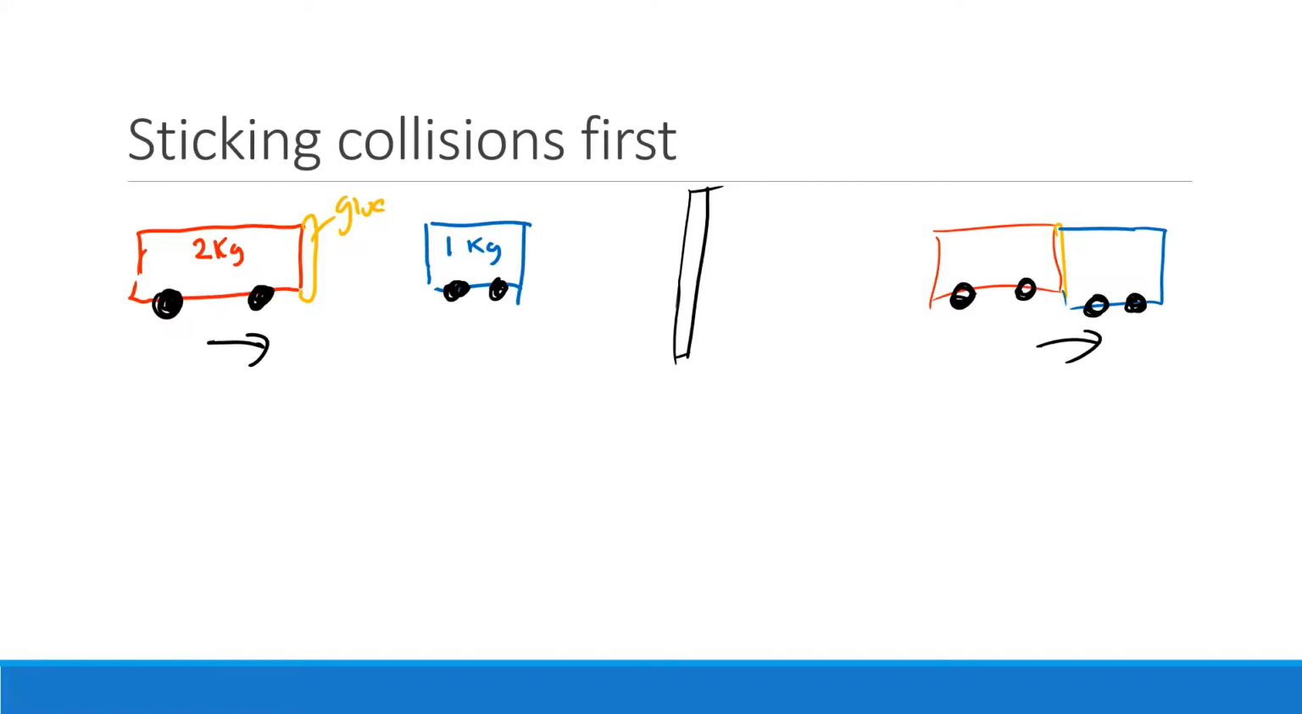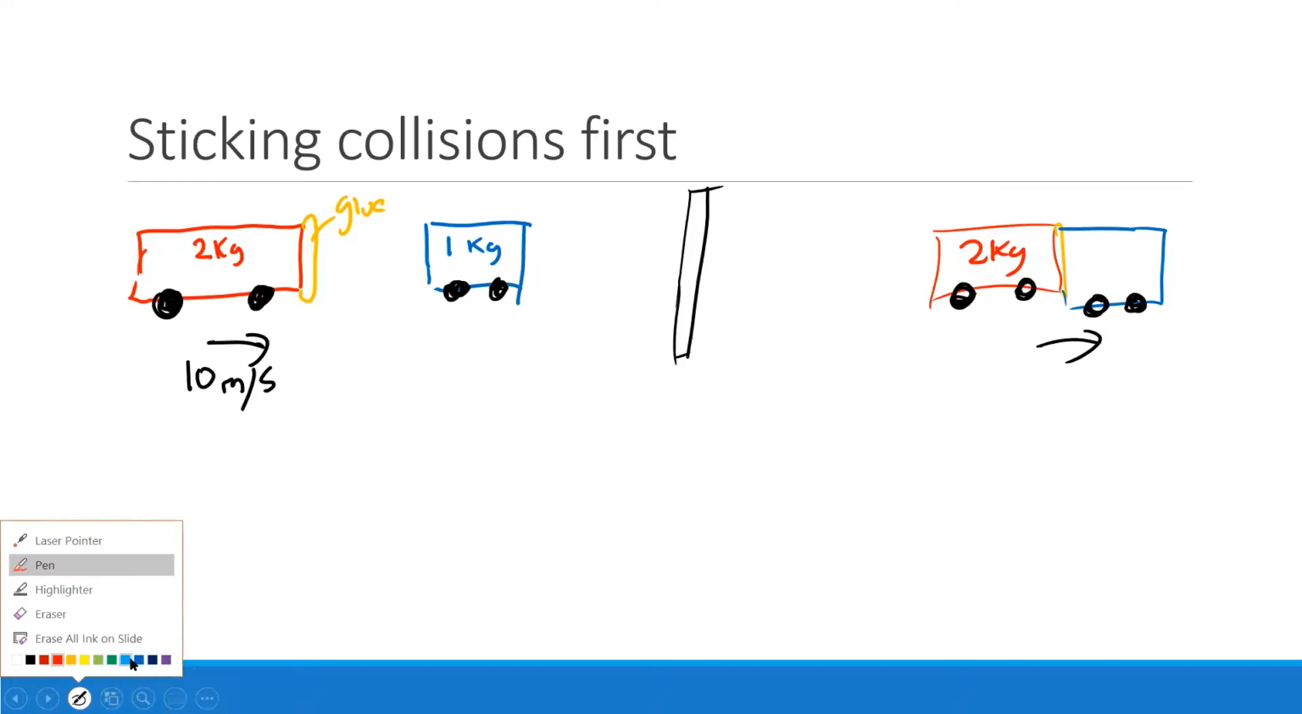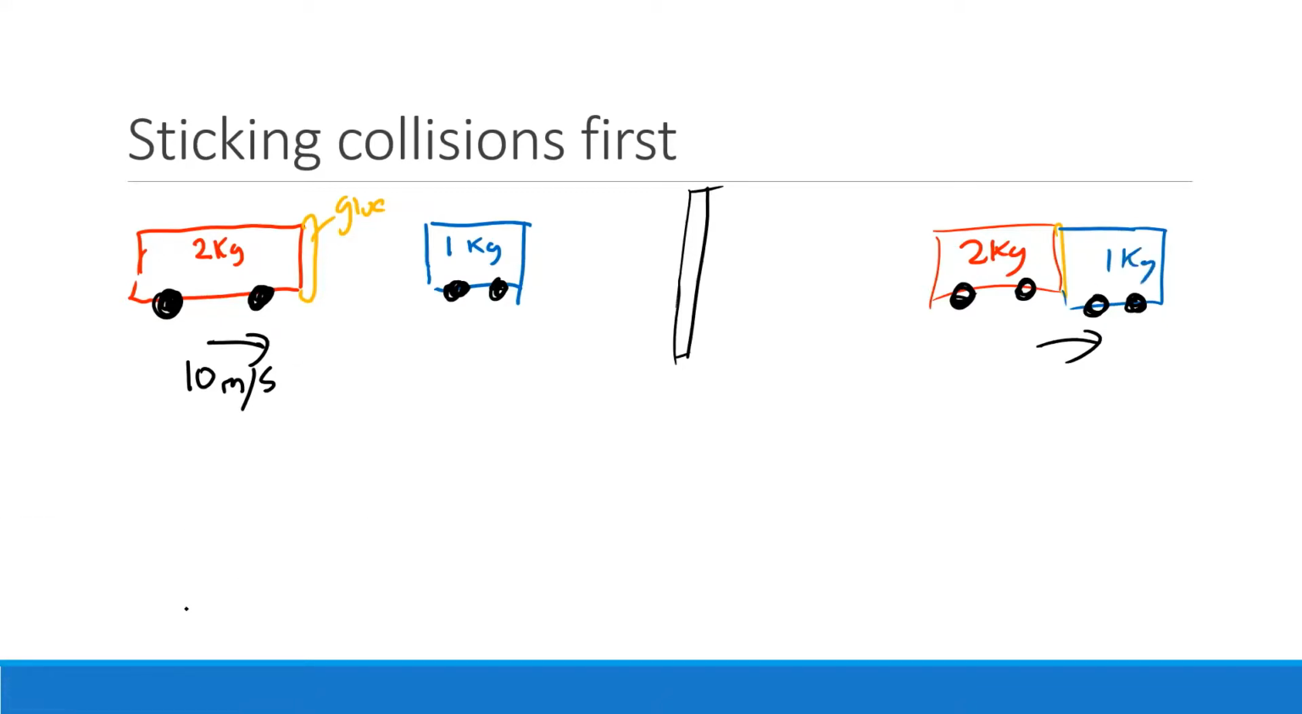We're going to say the cart initially is moving, and we're only going to time this very first one. We're going to say this cart is moving at, let's say, 10 meters per second. We're going to make it nice and easy here. Okay. So how do we do these types of calculations? Well, what we would do is look at the initial momentum at the start, which is going to equal the final momentum at the end.